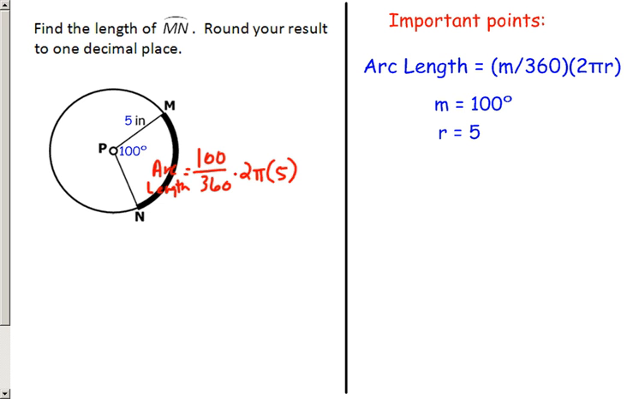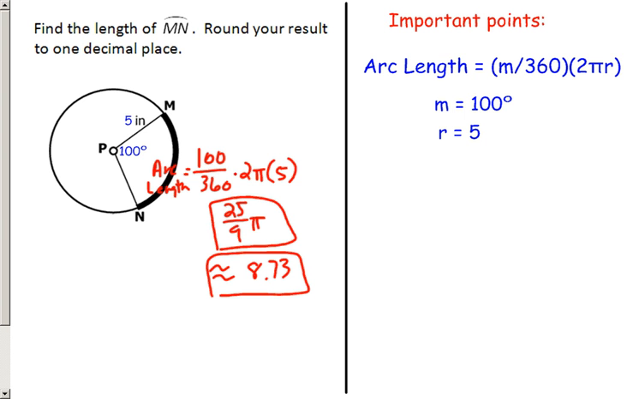So when I do this in my calculator, if I want to leave it in terms of pi, I just do 100 divided by 360 times 2 times 5. And I get 2.777, which comes out to 25 over 9 pi. If you put it all in and get a decimal, the answer would be 8.73. And again, we're talking about inches because that's how the radius is measured. That's the arc length. That's a typical arc length question.